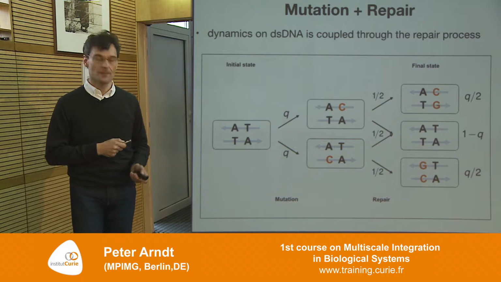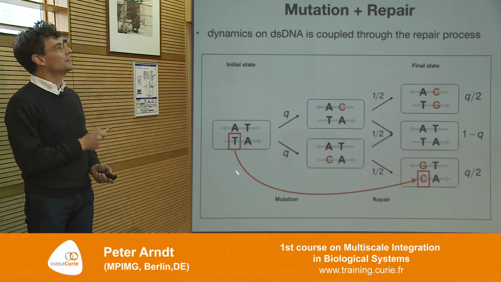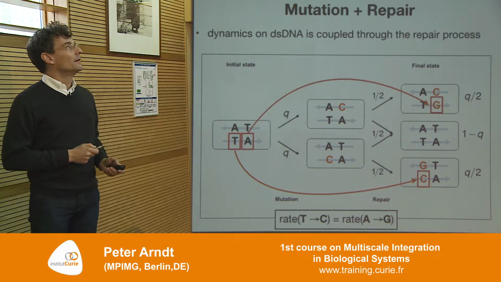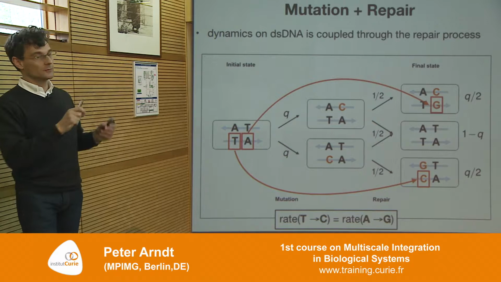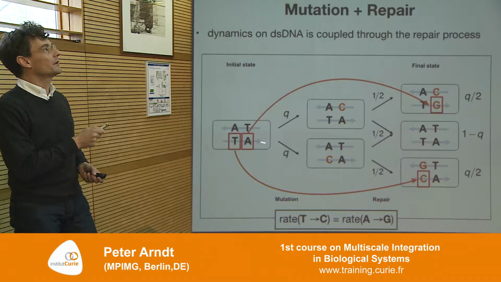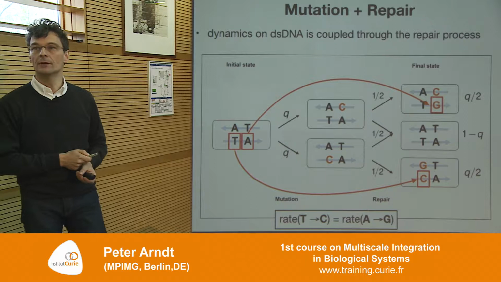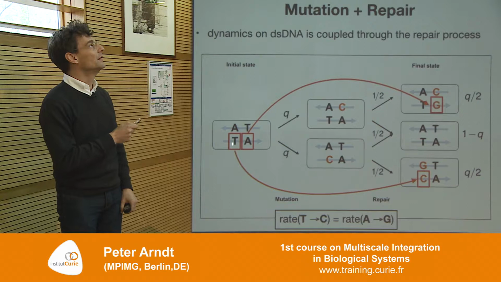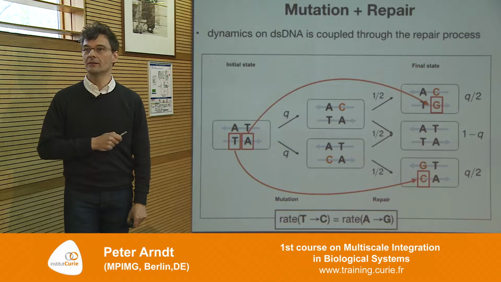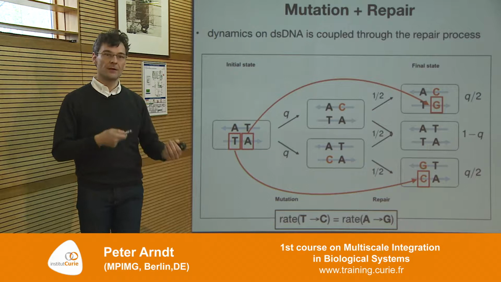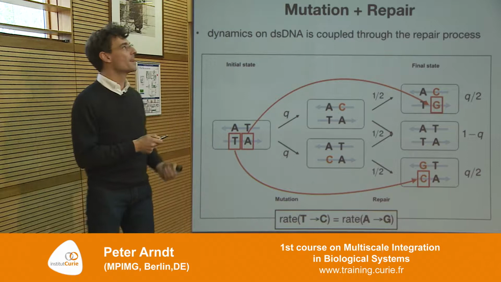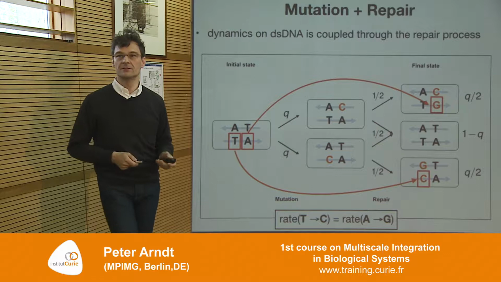But now follow this T here. This T is exchanged by C with rate Q over 2. But if we just concentrate on the forward strand, because we always analyze one strand, this A was also exchanged by G here with the same rate, Q over 2, right? So forget about the backward strand, just look at the forward strand. Here we had a T to C and here an A to G, but they occur both with the same rate. That's because two strands have to change, and there's a repair mechanism which takes care that those two strands are always in symmetry. So those two rates actually have to be the same if you just measure mutations on the forward strand.